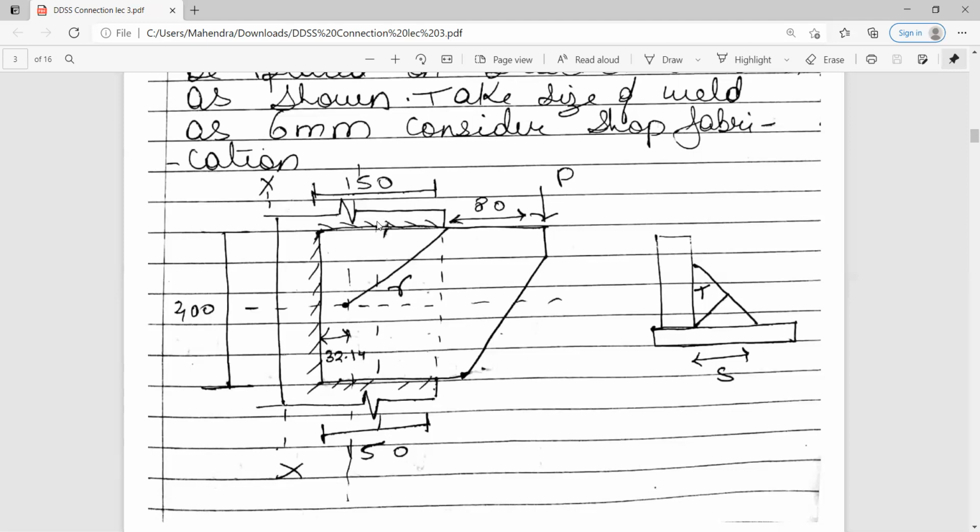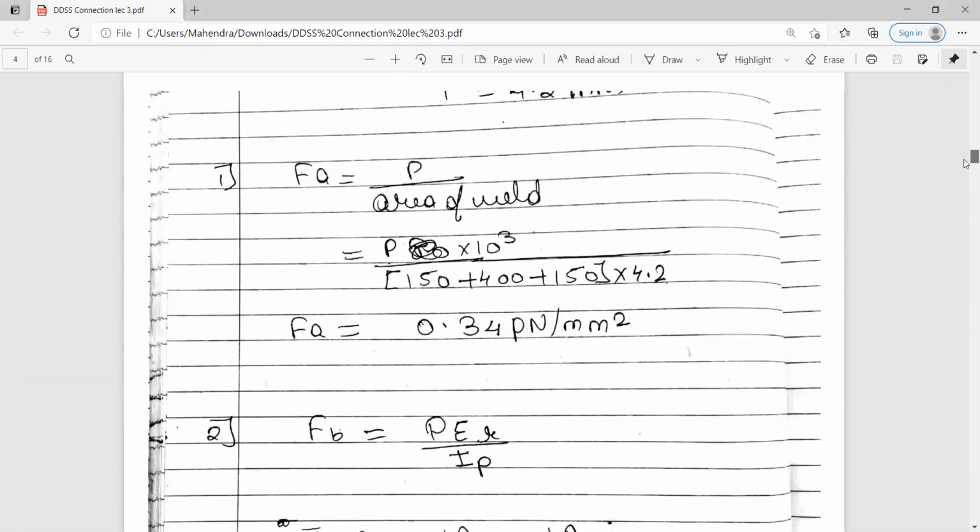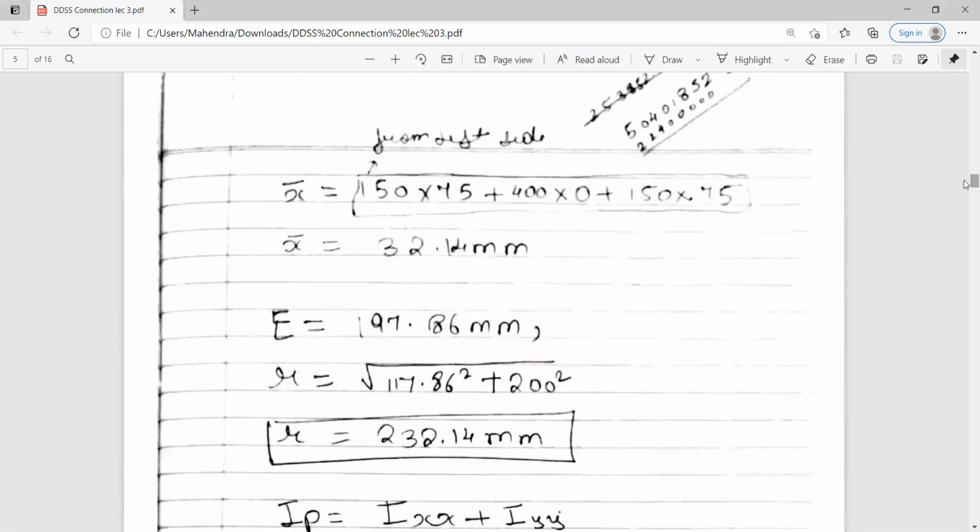150 into 75 plus 400 into 0 plus again 150 into this 75, upon L1 plus L2 plus L3. L1 कितना है 150, L2 कितना है 400 और L3 कितना है 150. Now understood? Okay. So substitute all the values in the formula x bar and calculate it. यहाँ पे upon लेना है आपको L1 plus L2 plus L3. तो आपको value मिलेगी 32.14.